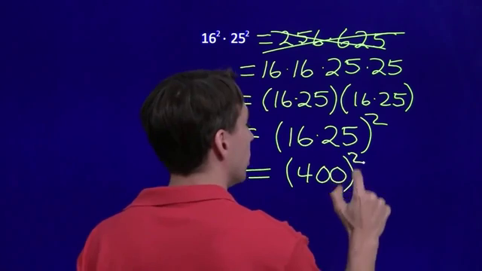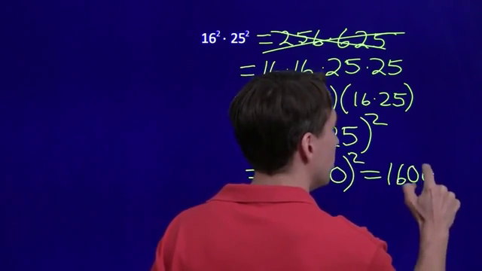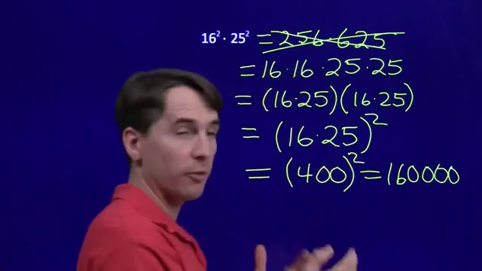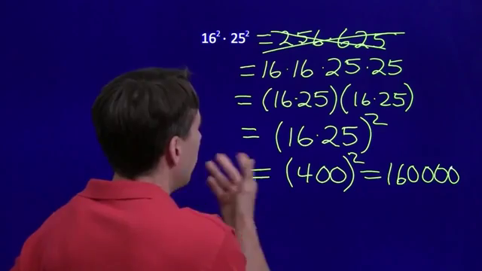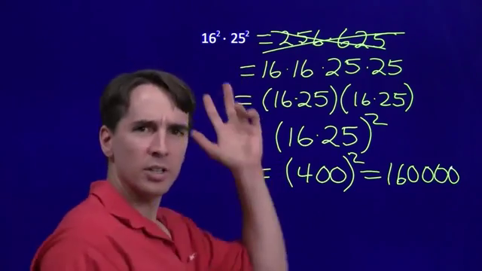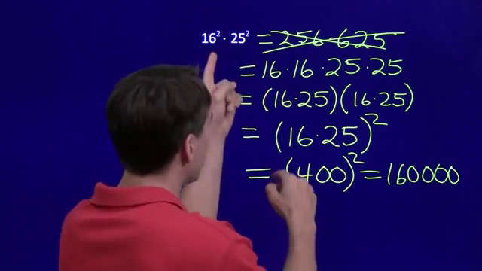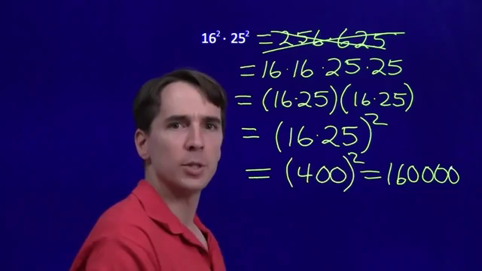which is 400. And 400 squared is 160,000. You just take the 4, square the 4, and slap on the 4 zeros at the end. Look at what we did here. We started off with the product of squares, 16 squared times 25 squared, and we ended up with the square of a product, 16 times 25.